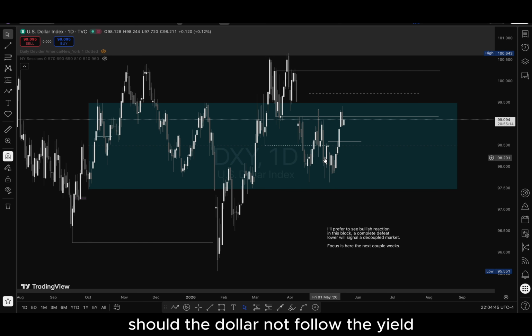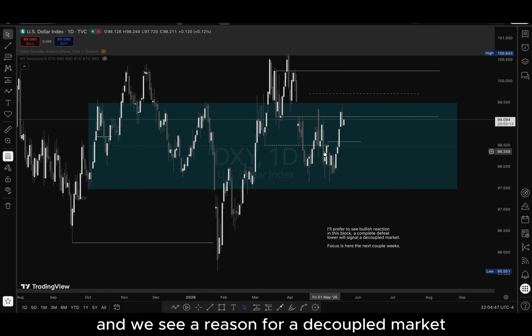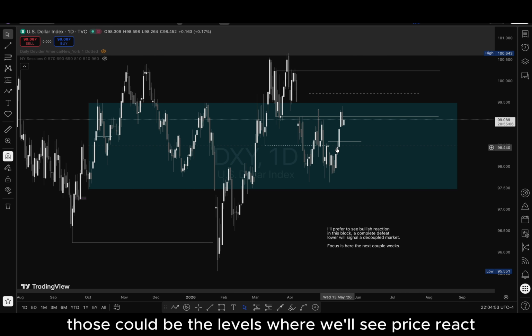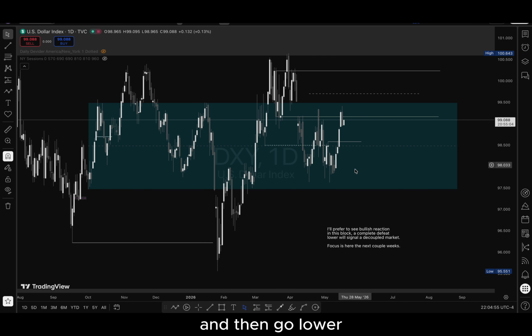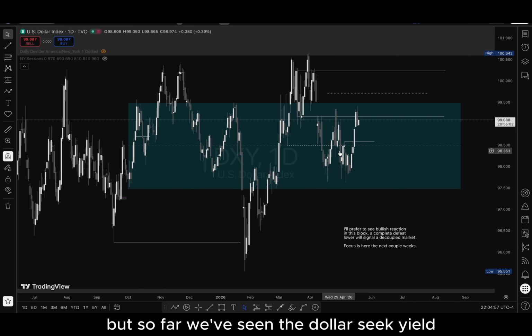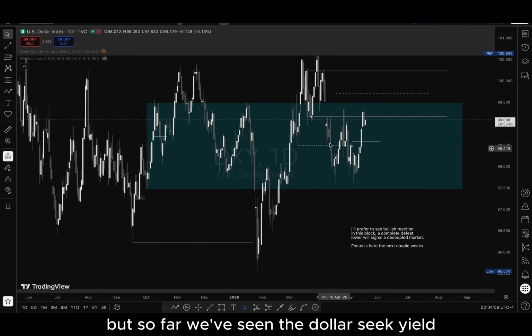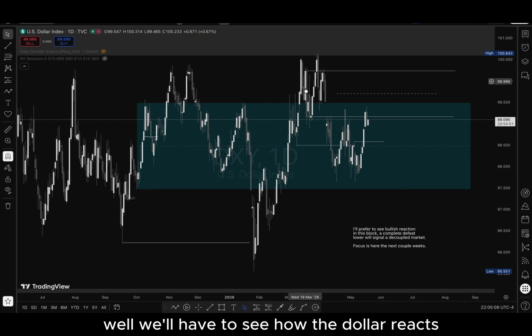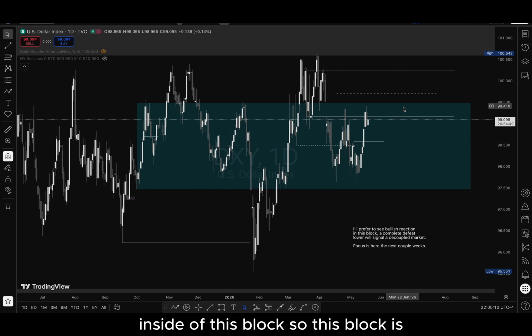We said, should the dollar not follow the yield and we see a reason for a decoupled market, I mapped out two levels here that could be the levels where we'll see price react and then go lower. But so far we've seen the dollar seek yield. But will it extend? Will it be an extended move? Well, we'll have to see how the dollar reacts inside of this block.